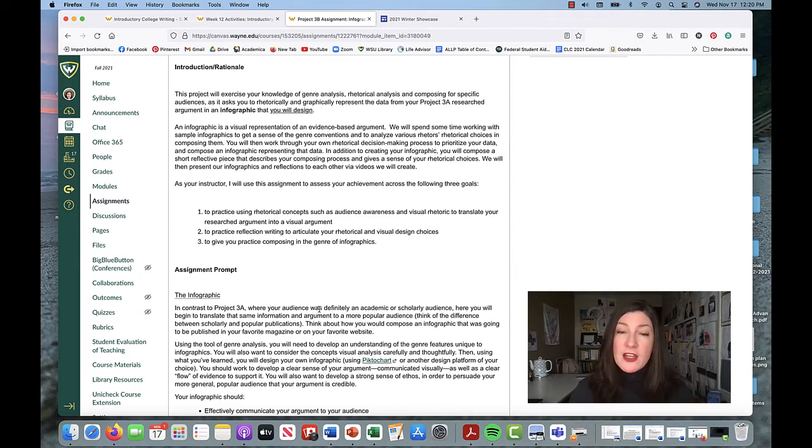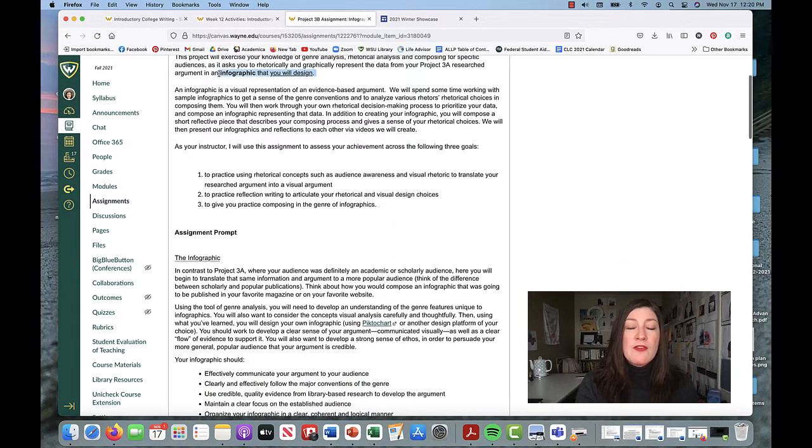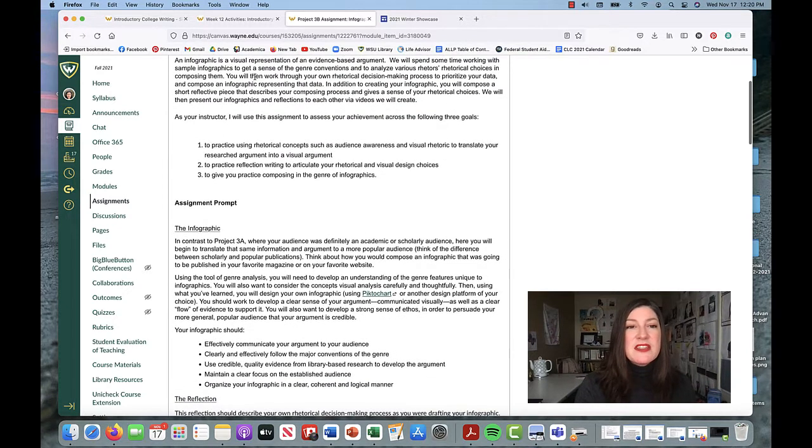And your infographic should represent the empirical evidence and the argument that you're making in Project 3A, the paper that you just turned in. Along with the infographic, I'm going to ask you to write up a brief reflection, thinking metacognitively about how you translated your academic research into a visual. So that's the broad strokes. You're going to design your own infographic based on your argument from Project 3A. So this is a visual representation of that evidence-based argument.